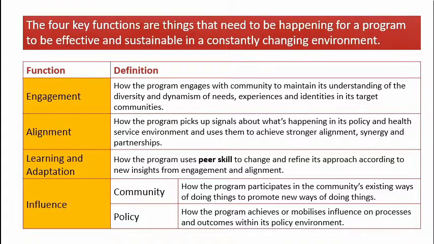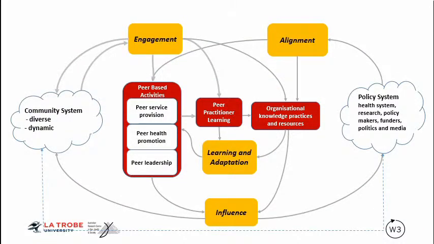This one is basically trying to show the interaction between those functions in the different areas. On the left there's a cloud called the community system. It's in a cloud because it's big, complex, messy and constantly changing. On the right is another cloud, the policy system. By that I mean the health system, politics, media, the justice system and so on. They're big, complex, and constantly changing.